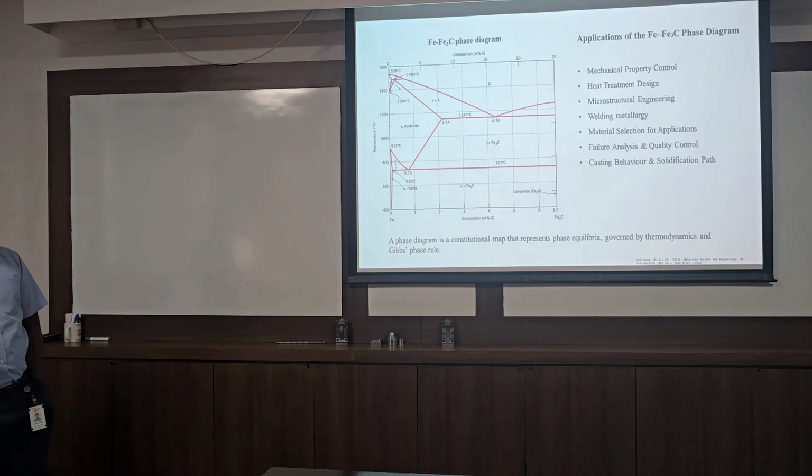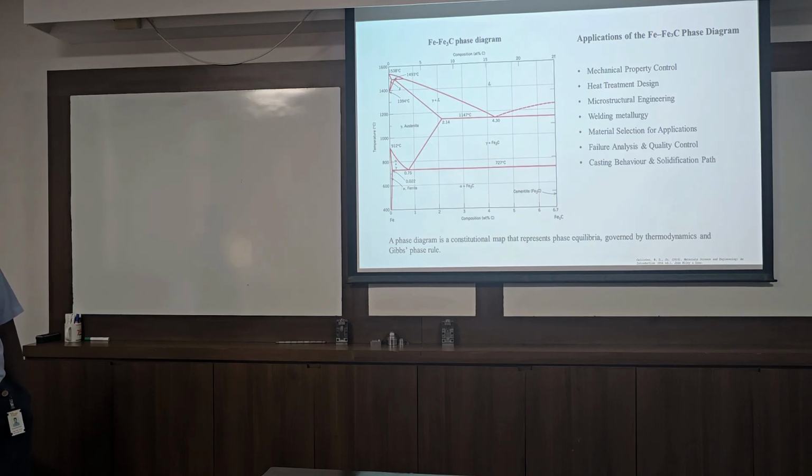Similarly, in material selection, I want to select a material for cryogenic applications that can sustain such low temperature, minus 52 degrees centigrade. I cannot use mild steel or regular steels there. For that we have to use austenitic stainless steel. So for all this material selection, cast iron, there is a different purpose for the selection of each material, and all that is guided by the phase diagrams.